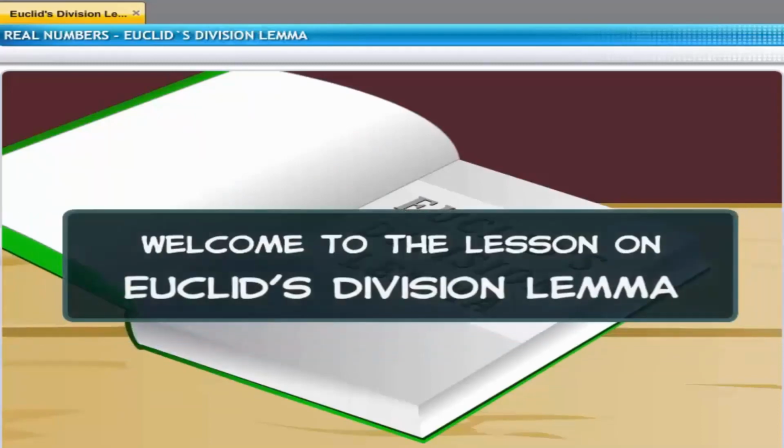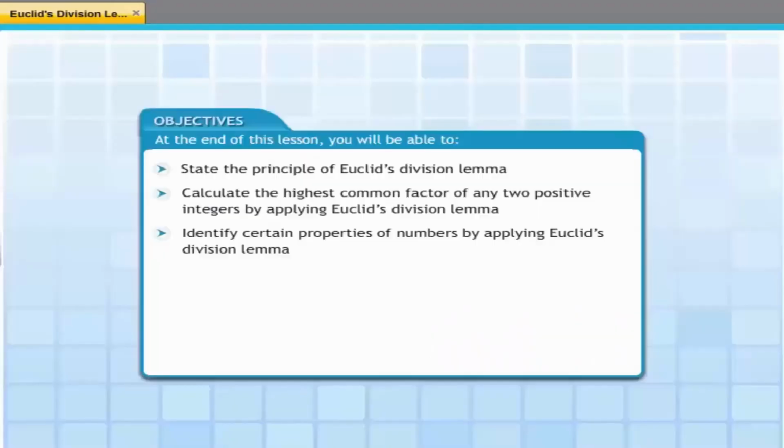Welcome to the lesson on Euclid's division lemma. At the end of this lesson, you will be able to state the principle of Euclid's division lemma and calculate the highest common factor of any two positive integers by applying Euclid's division lemma. You will also be able to identify certain properties of numbers by applying Euclid's division lemma.